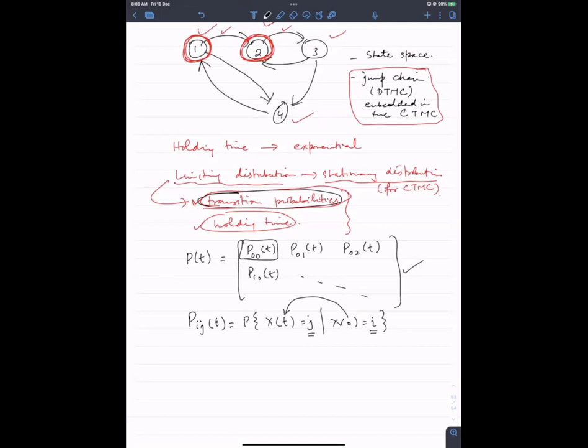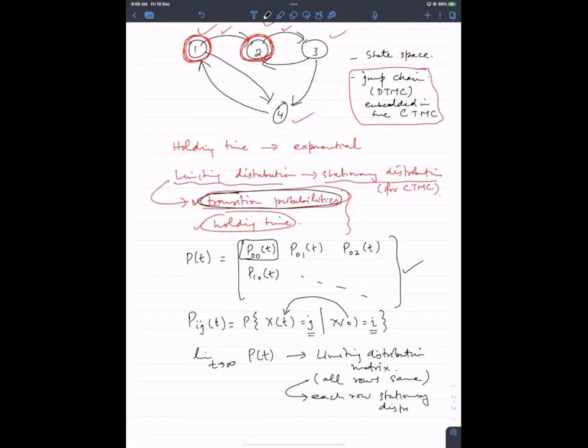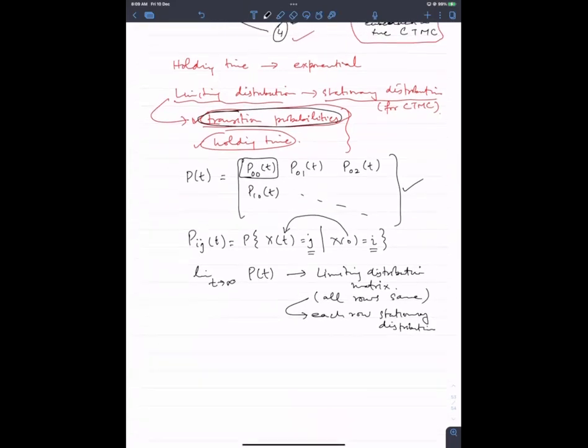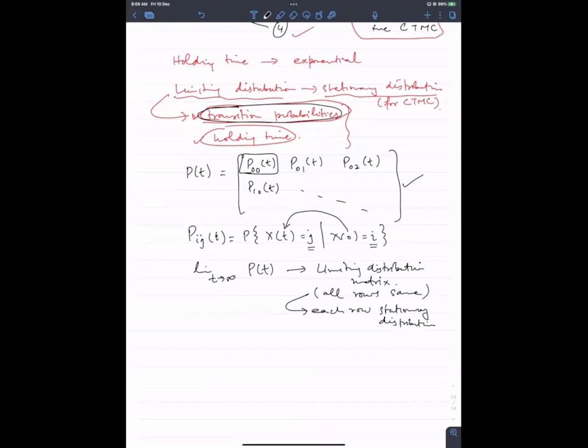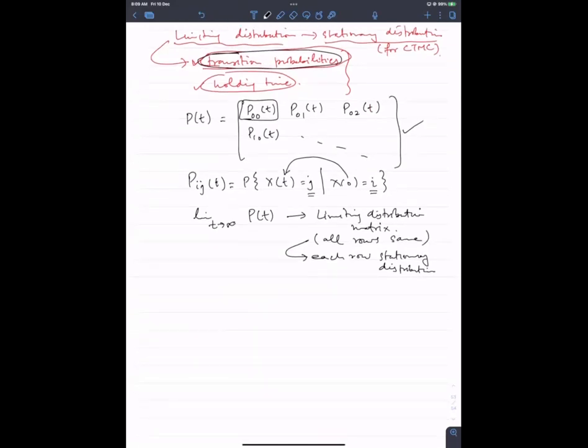this is called the transition probability, the transition matrix. Okay, and we saw that limit T going to infinity will give you the limiting distribution matrix. Jiski sari rows ek jaisi hongi, all rows same, and each row will be equal to the stationary distribution. Har row aapko stationary distribution batayegi. Okay. There was another way of finding the stationary distribution, and that was by using what we called the generator matrix. Ye bhi humne last time kiya tha.